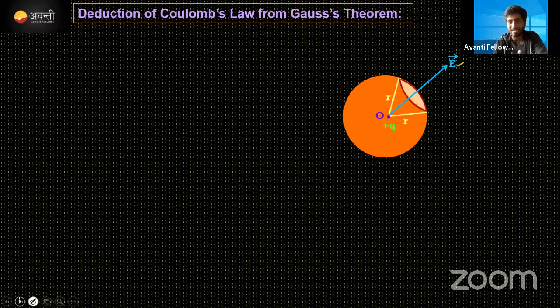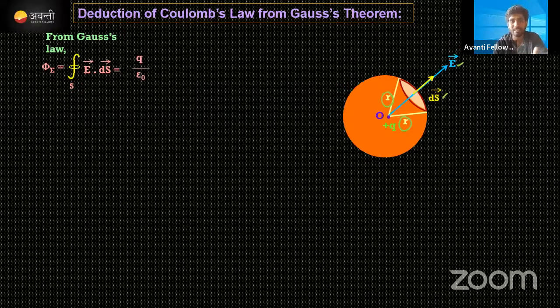The distance from this point is r, meaning the r value will be the same everywhere in a complete circle. Correct? For a small area, the ds vector direction will be along the direction of the electric field line. Then from Gauss law, what is Gauss law? The closed surface integral of E dot ds is equal to q by epsilon naught.